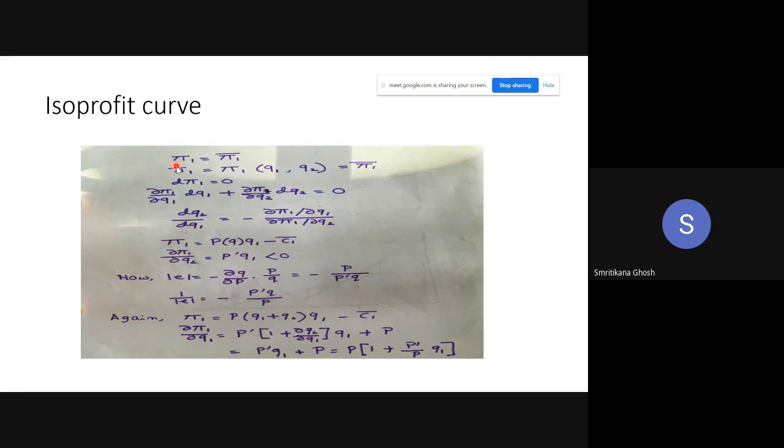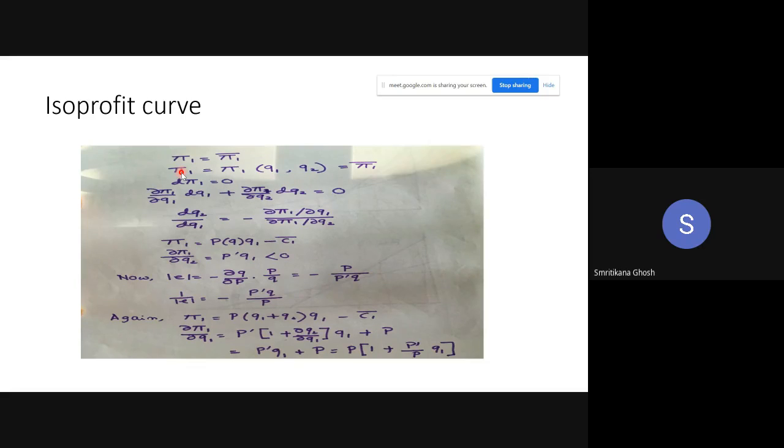Say we are going to draw, there are two firms, firm 1 and firm 2. We are trying to find out the shape, the slope, and everything about firm 1's isoprofit curve. As the definition is showing, the profit of firm 1 is pi 1 bar because it is isoprofit. Now pi 1, the profit of firm 1, is dependent on Q1 and Q2 because it is the quantity dependent model. So Q1 and Q2 both are influencing the profit of firm 1.